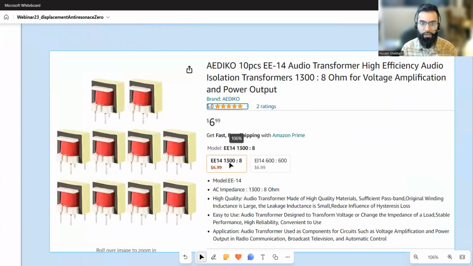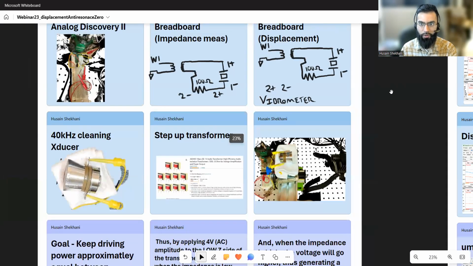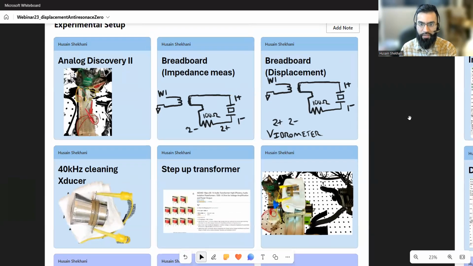The transformer I used is an audio transformer, and I showed it in the last webinar. It's a 5:10 transformation ratio. It's an iron core, laminated, so it's not really good for high frequency, but it's not bad either. So it's just basically used... I'm not trying to deliver a whole lot of power. I just want that voltage to even out.